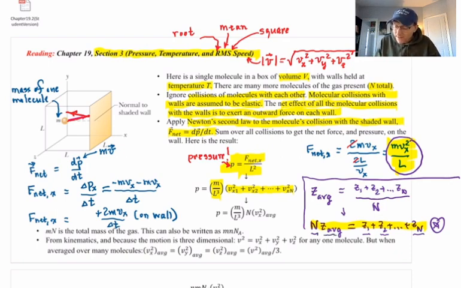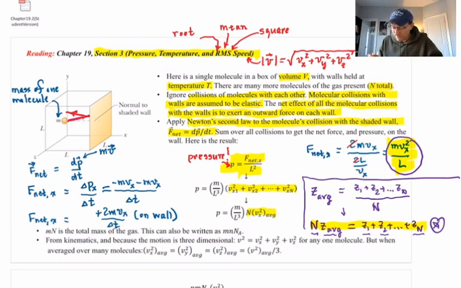So now I replace, we'll do a little erasing here. Now I replace that part right there in the pressure formula, the sum of the Vx squareds for the N molecules, with capital N times the average value of Vx squared. I mean, that's just what it's mathematically equivalent to. All right, so that's where we are so far. We're getting closer to a formula that's going to be useful.